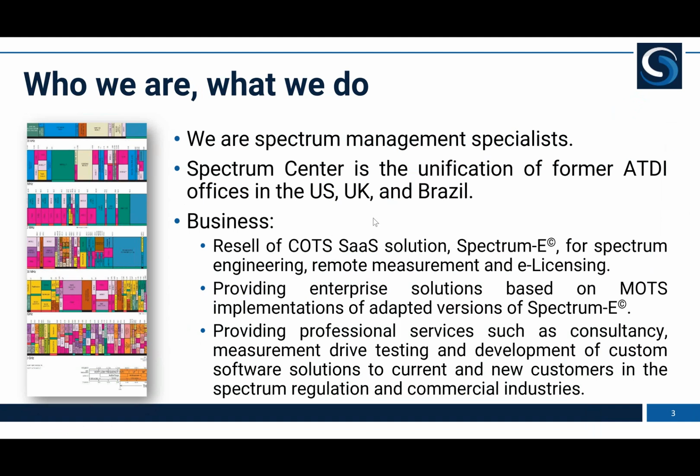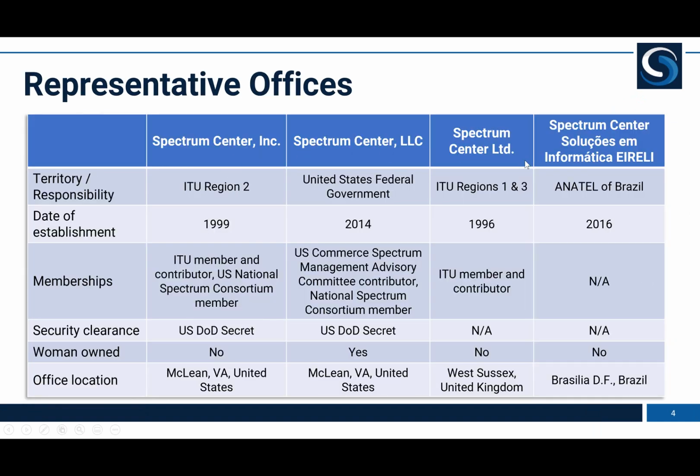So we're summarizing just who we are and what we do. I mentioned it in the audio, but you can see the summary here. We're the unification of the former offices in the US, UK, and Brazil, and this summarizes our business focus. Go to the next slide. This is the organization of the offices. So we've got Spectrum Center Inc., based out of McLean, Virginia in the United States. We have Spectrum Center LLC, also based out of McLean, Virginia in the US. Spectrum Center Inc. is, you could say, the central office, and we focus on supporting customers worldwide.